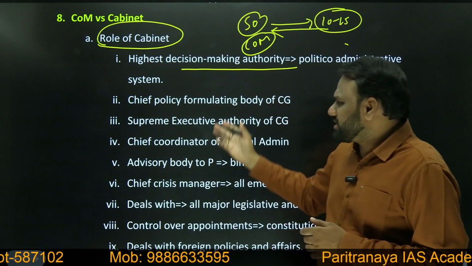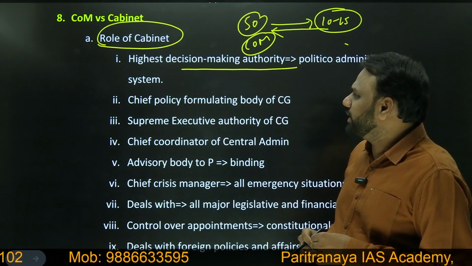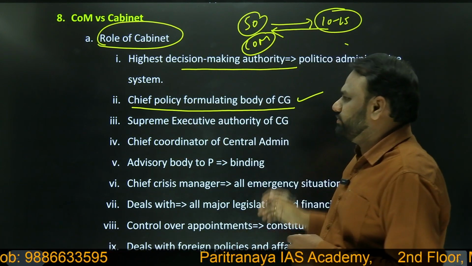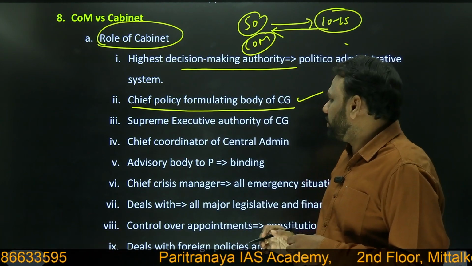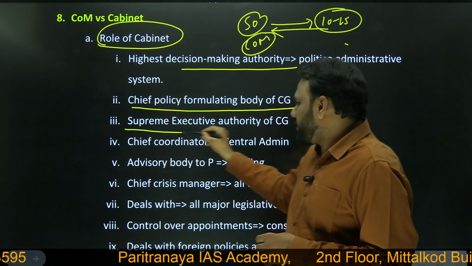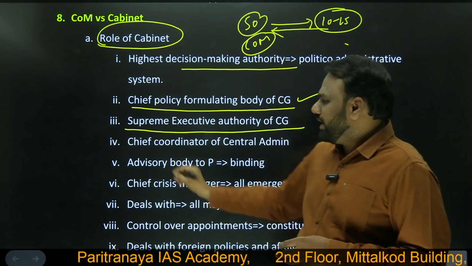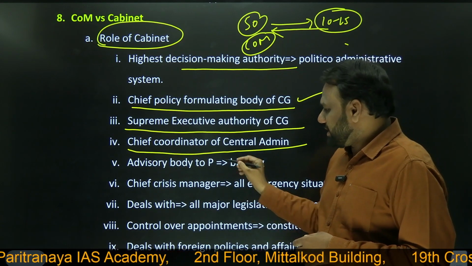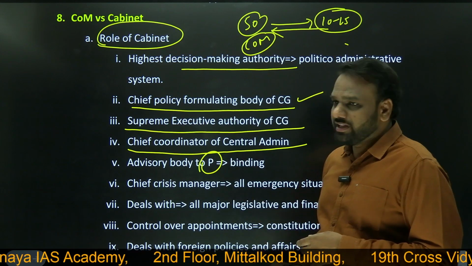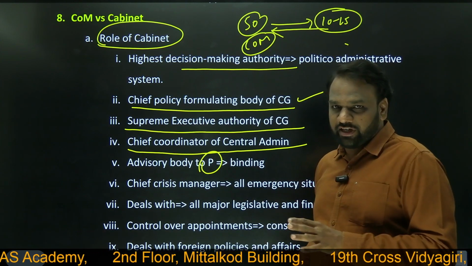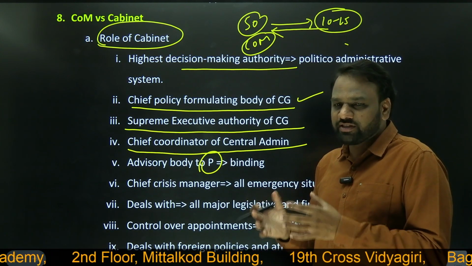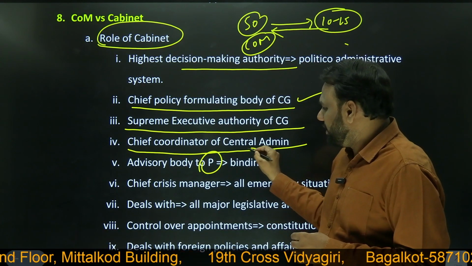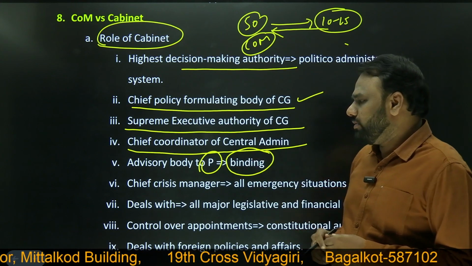Next, just remember a few points related to cabinet. It's the chief policy formulating body of the central government. It is the supreme executive authority of the central government. It is the chief coordinator of central administration. Next, it is the advisory body to the president. We have seen that the council of ministers will advise the president, but among the council of ministers, the most powerful body is the cabinet, and whatever it advises to the president is binding on the president.